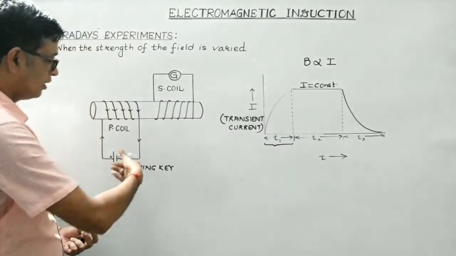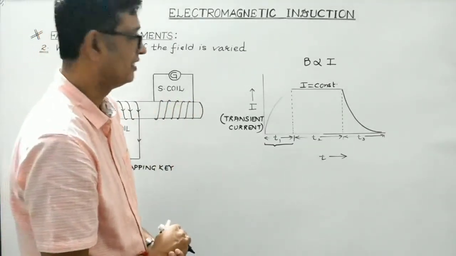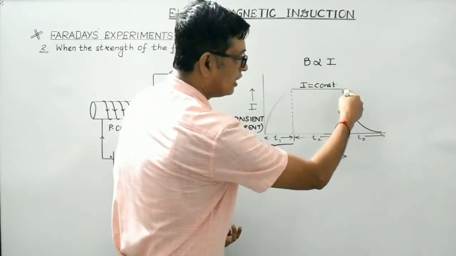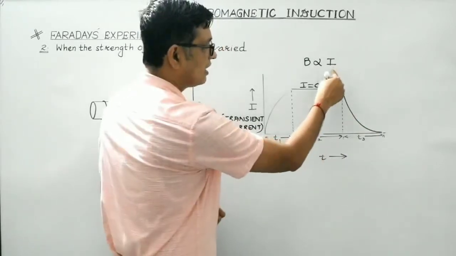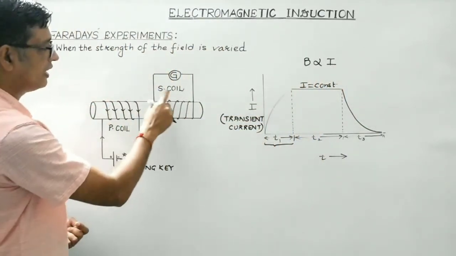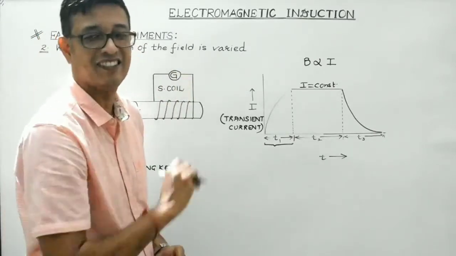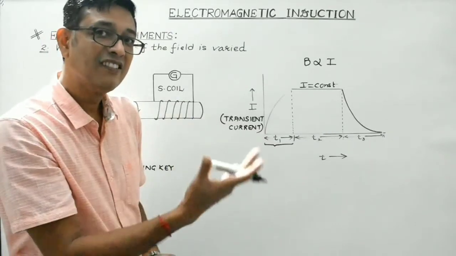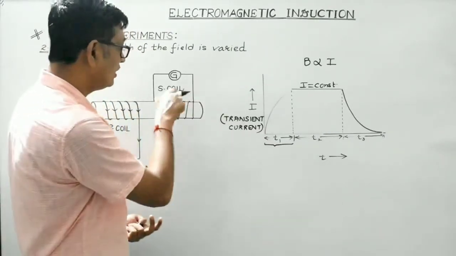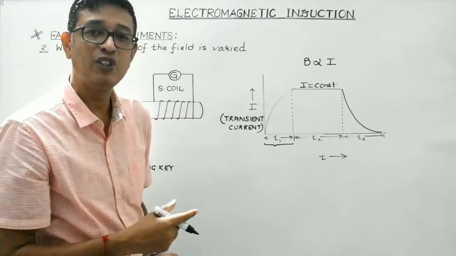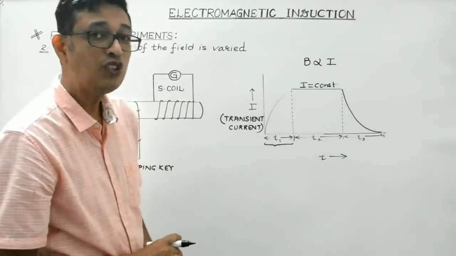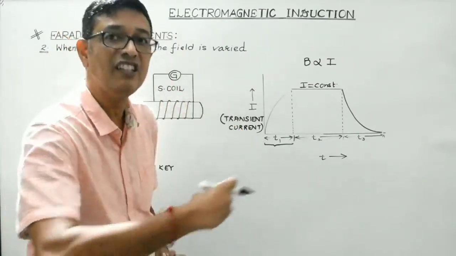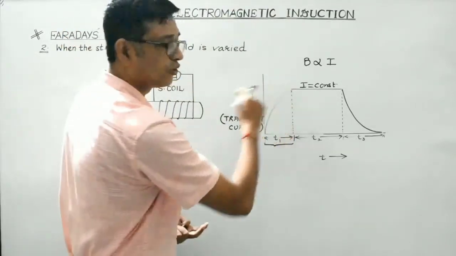Third observation: when the tapping key is released, we enter this phase. For time T3, the current will decay, it will decrease. As the current decreases, the magnetic field linked with the P coil and hence with the S coil also starts decreasing. So the magnetic field with the S coil is changing, and again an induced current is produced. But this time, the induced current is produced in the S coil due to the decrease in the magnetic field. So the current produced is in the opposite direction to that produced in the S coil due to the increase in the magnetic field during the growth of current.